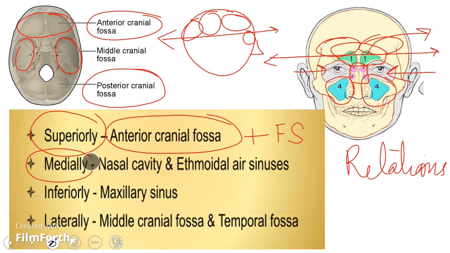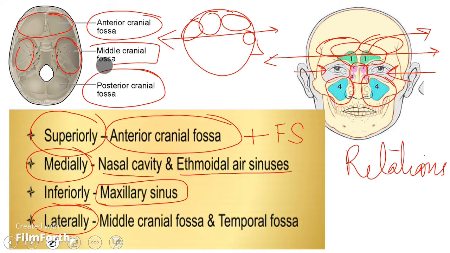Coming to the medial relation of this orbit. Medially you can see that it is related to the nose, that means the nasal cavity. And what are those pink color structures present? Those are the ethmoidal air sinuses. Inferiorly, now you can see what is present, the maxilla and the maxillary sinus. Now what about lateral to the orbit? Lateral to the orbit you have the middle cranial fossa along with another fossa which is called the temporal fossa. So I'll explain that to you again when we talk about the lateral wall of the orbit.